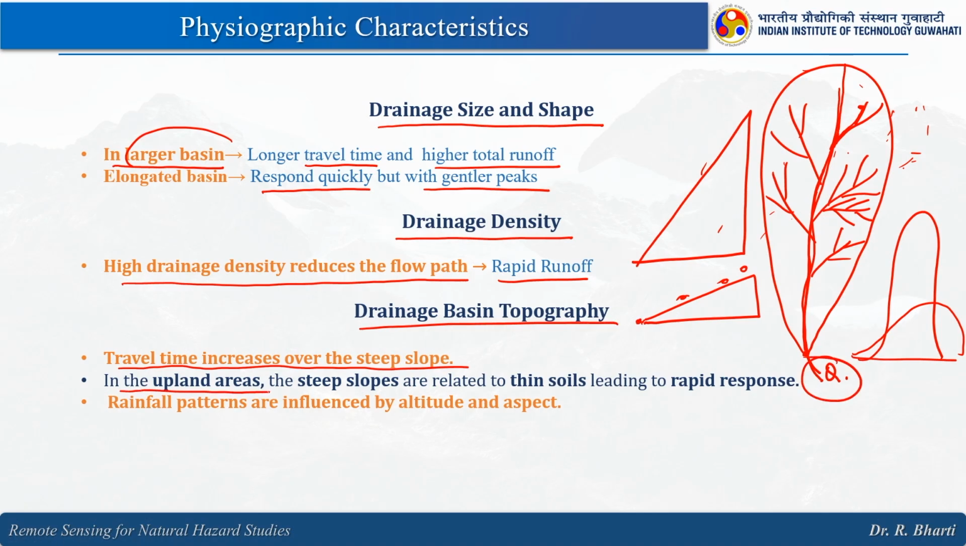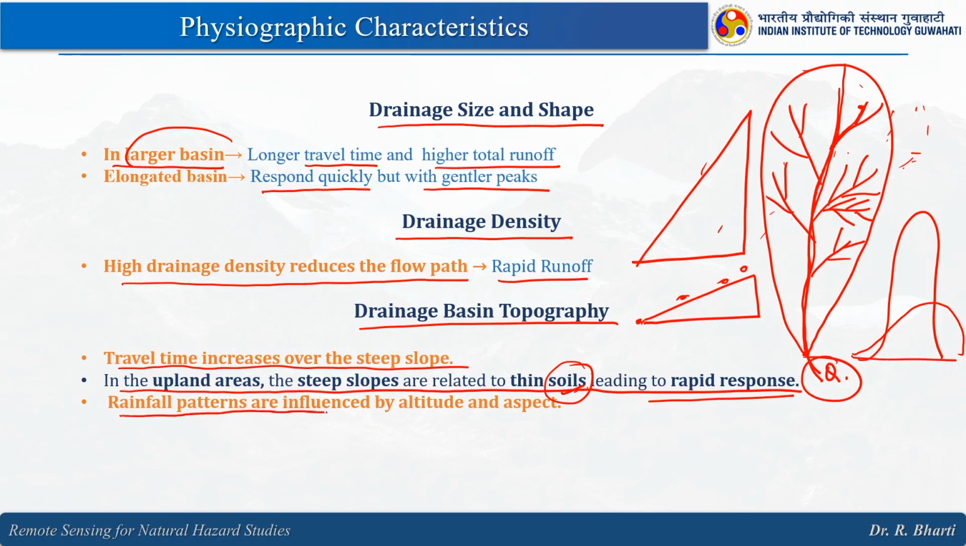In the upland area, the steep slopes are related to thin soil, leading to rapid response, because below this thin soil we have the rocks. It may be permeable or impermeable, but at least they will be less permeable than the soil, right. So, because of that you have rapid response.